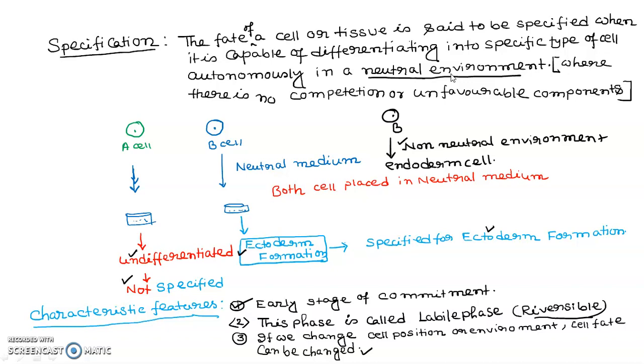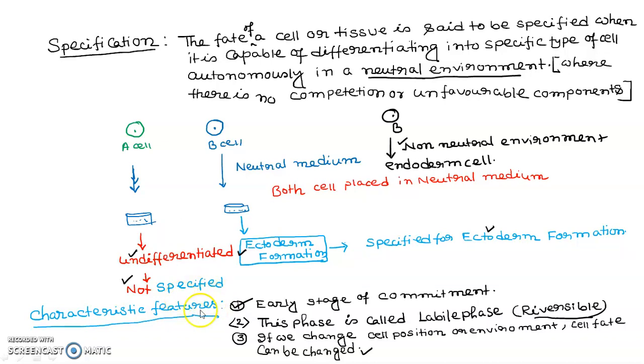Now suppose you put undifferentiated cell A in a neutral environment, it will produce ectoderm, but if you put it in a non-neutral environment, it will produce endoderm. That means the fate of the cell can be changed. So a specified cell can change its fate, but when a cell becomes determined, its fate cannot be changed.